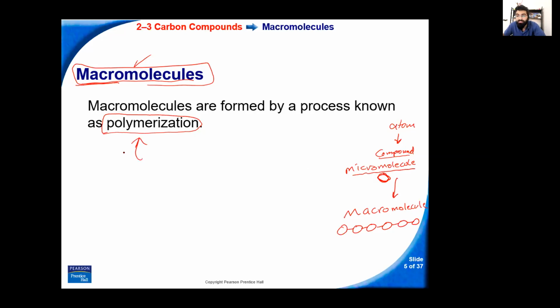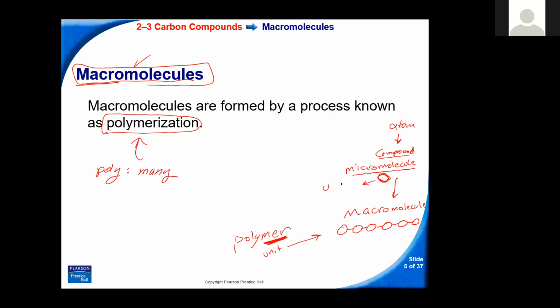Called what? Polymerization. By the way, this one is called a polymer. What does poly mean? Poly means many. Mer means unit. What is the unit? This one. One unit. The micromolecule is one unit, the smallest unit. If you break down the micromolecule, you will get atoms. You got the point?